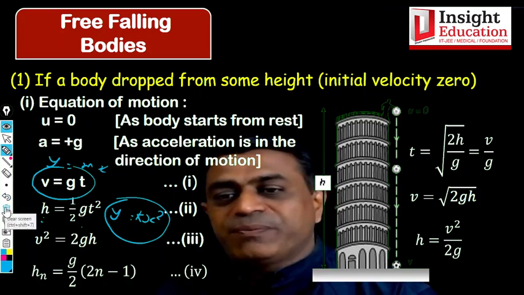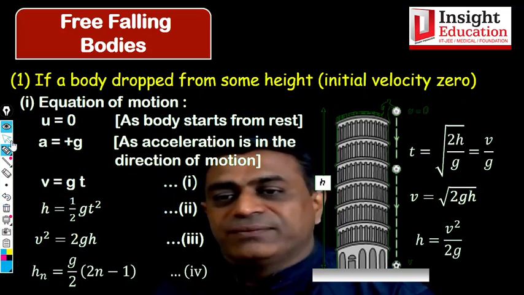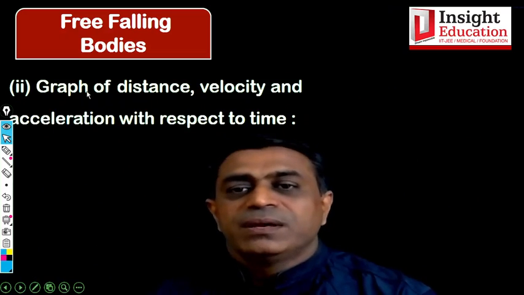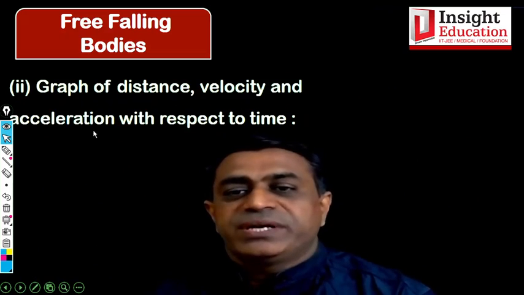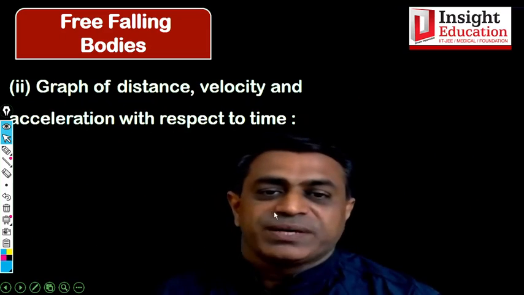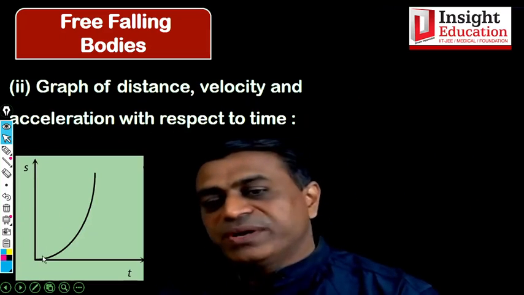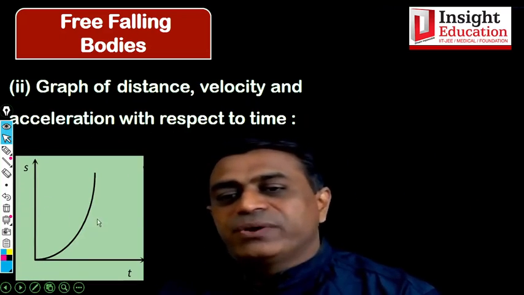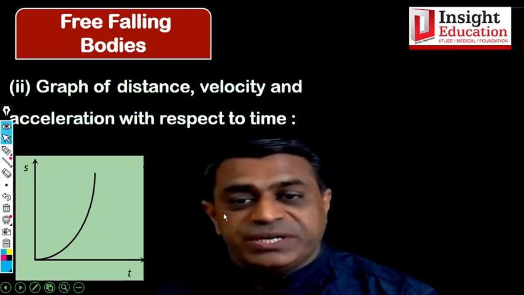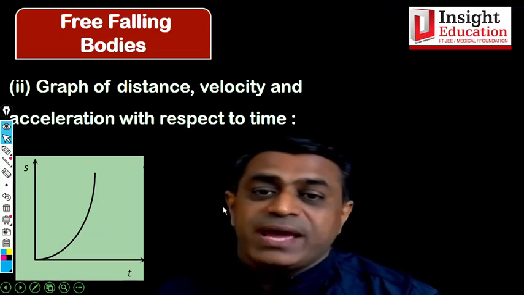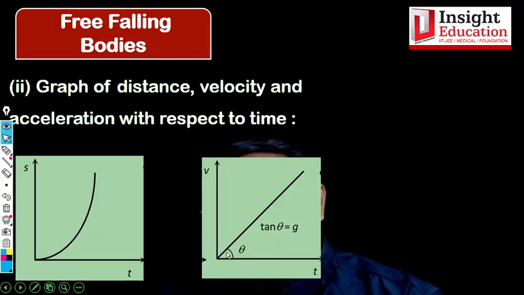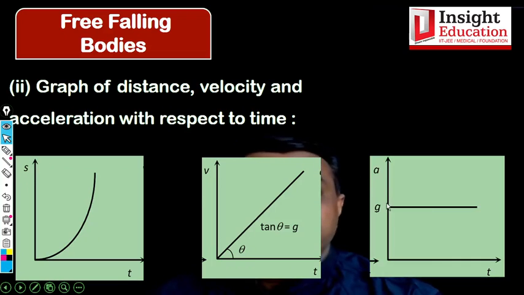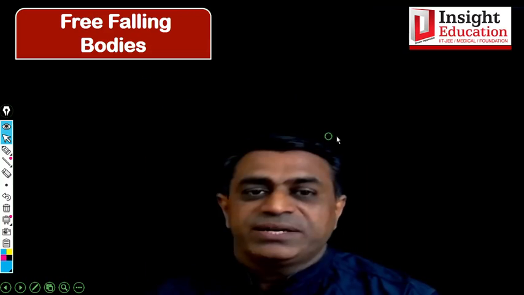Next topic is to draw the graphs of distance, velocity and acceleration with respect to time. For free fall, the distance graph is a parabola, since h is equal to 1 half gt square. Velocity is directly proportional to time, so velocity increases linearly, y is equal to mx. And acceleration is constant, so it is a straight line.